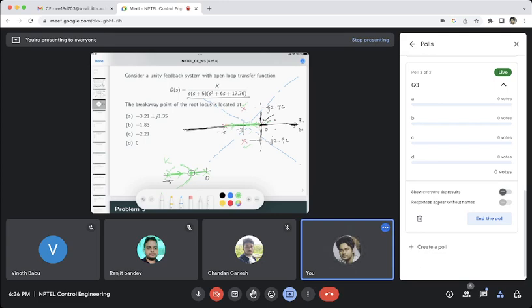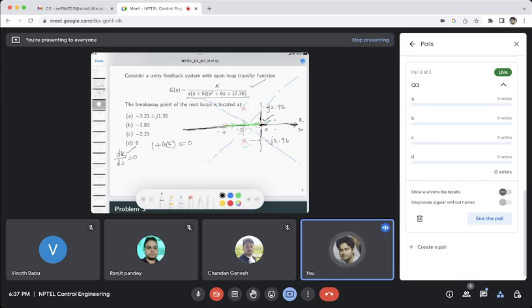Anyway, why I told this is because at this breakaway point, there will be two poles with the same value, and this is where the branching will occur. To find this, as somebody has already pointed out, the formula is very simple. You take dk by ds. You first write k in terms of s, and then you take its derivative, equal to 0, and you find this.